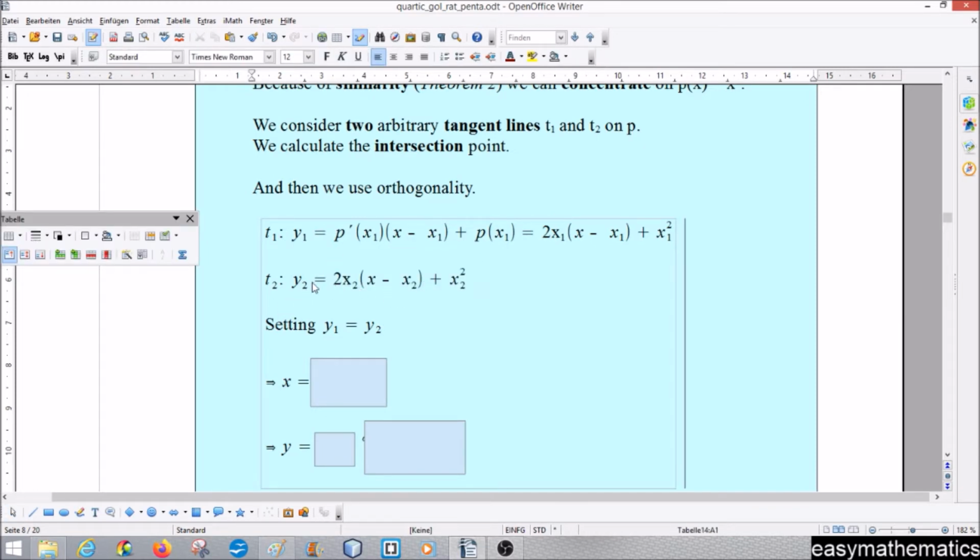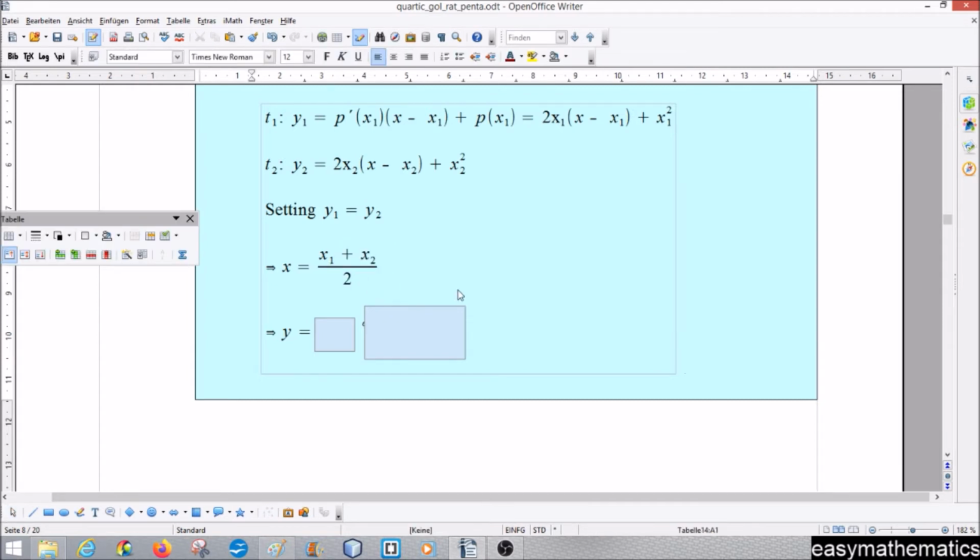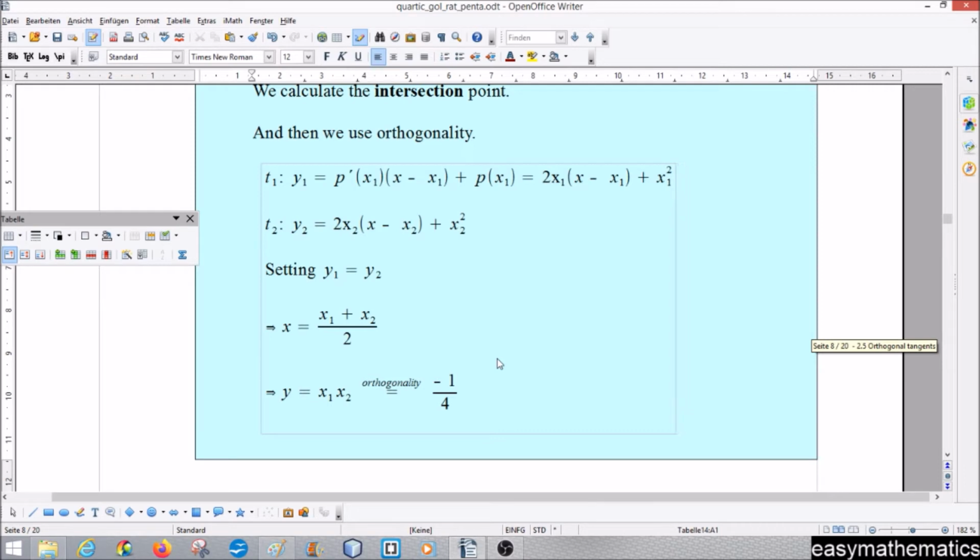Now for the intersection point we set them equal, then we move things around and we get that x is the average of the two x values, so x is x1 plus x2 over 2. Then to find y, we get x1 times x2, so I leave these details for you. And now, because of the orthogonality, we get minus 1 over 4. This is also homework for you, so make sure you understand this.